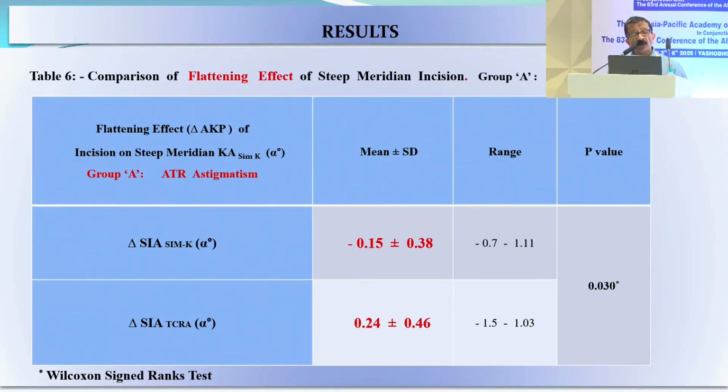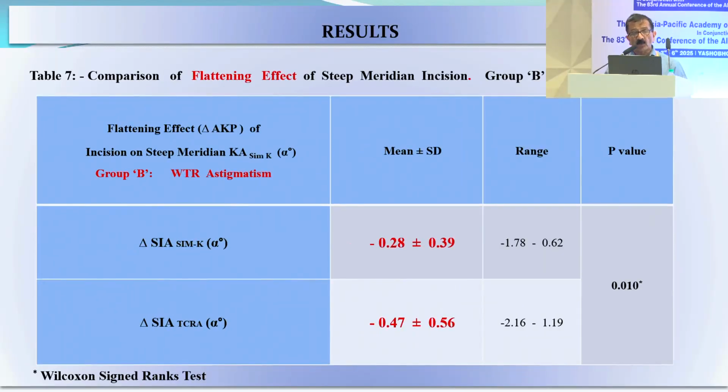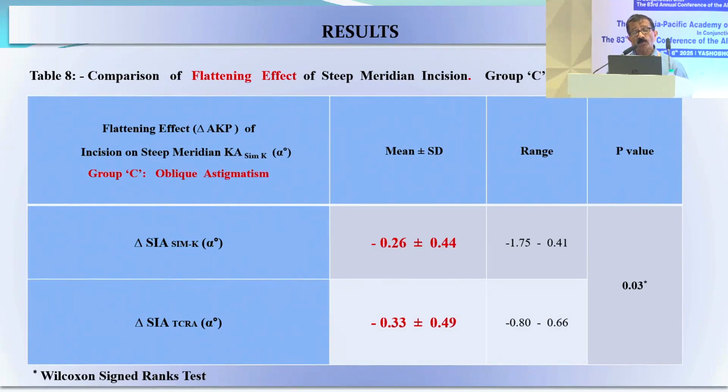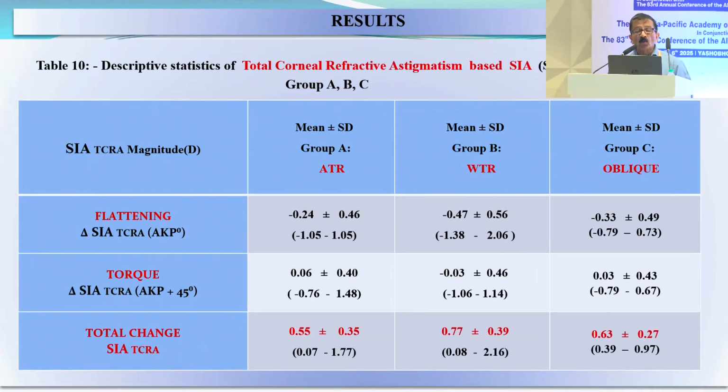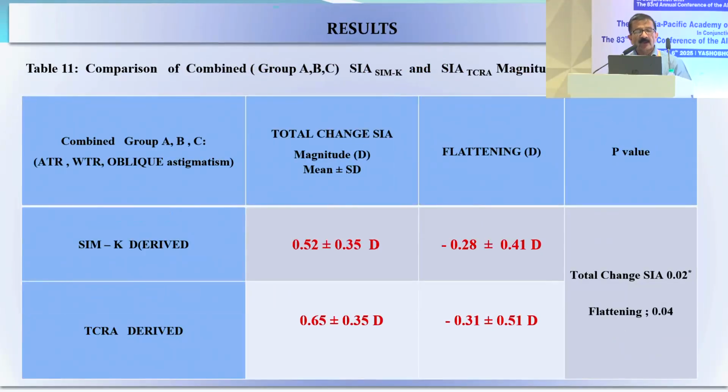Now, this was true for the flattening effect also. It was 0.24 versus 0.15 in the ATR group, 0.47 versus 0.28 in the WTR group, and 0.33 versus 0.26 in the oblique astigmatism group. Now, if we combine the results in the intergroup analysis, it was seen that the total SIA change and the flattening effect were significantly more in the WTR group, and minimum in the ATR group. Now, this was true both for the keratometry based SIA as well as the refractive based SIA.